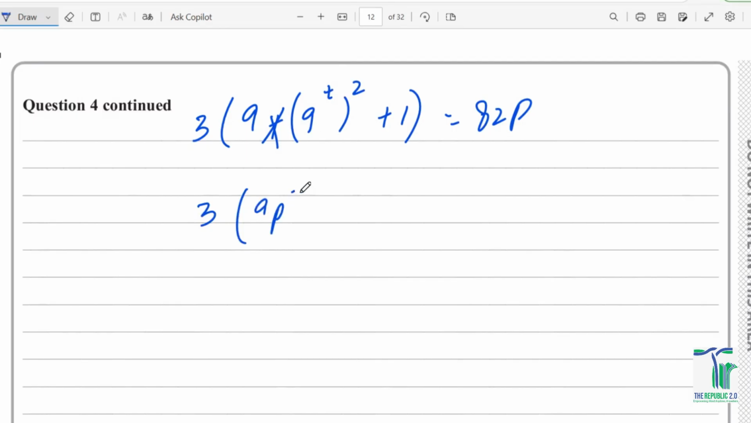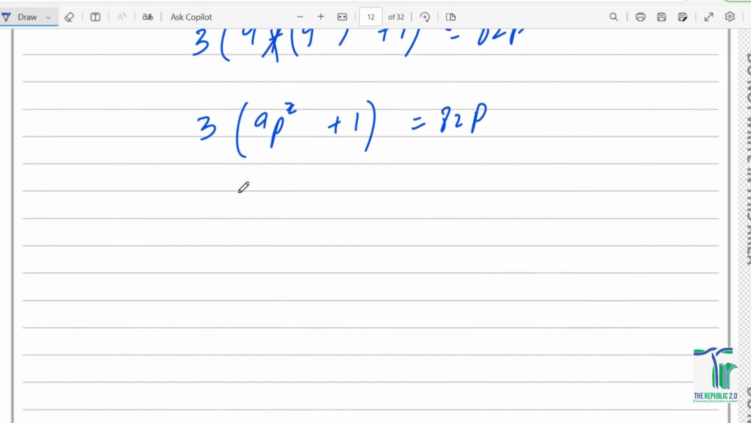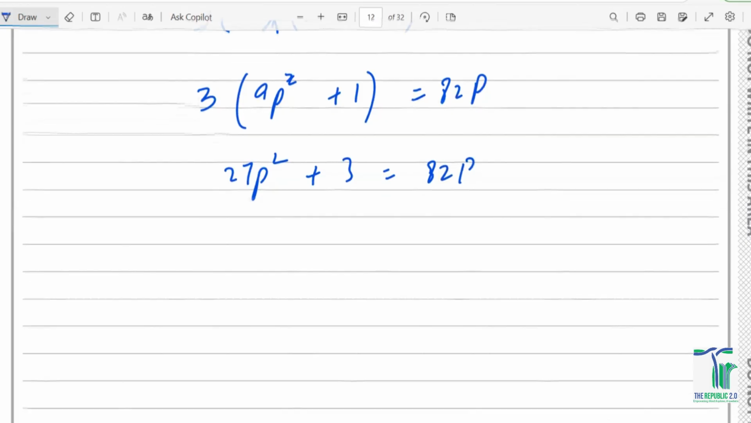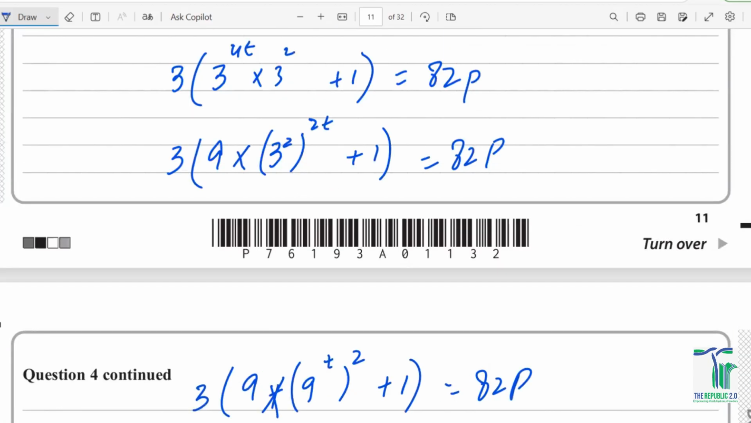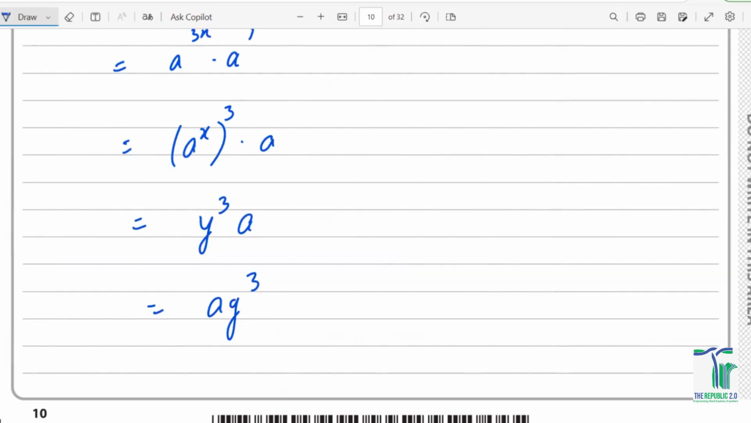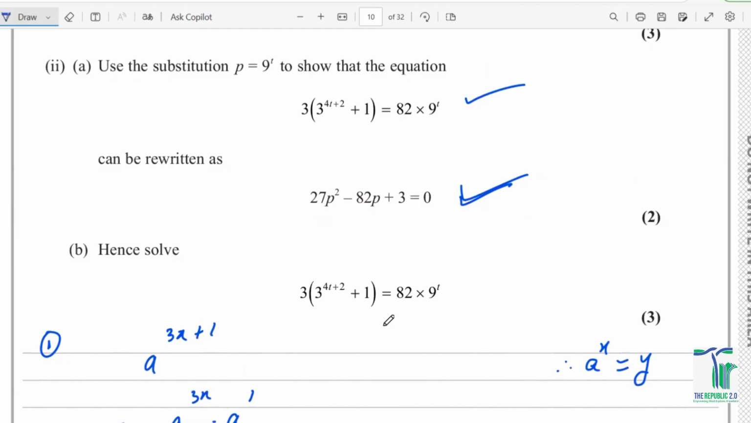It would become 27p squared plus 3 equals 82p. And now by just simplifying it down, I would be having 27p squared minus 82p plus 3 equals 0, which was the required equation as given above, right? It was required. Now we're just going to solve this p part, right? Now you've got the fraction, you've already got over here, and you wrote it like this.